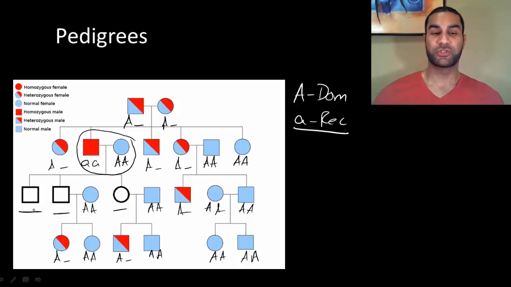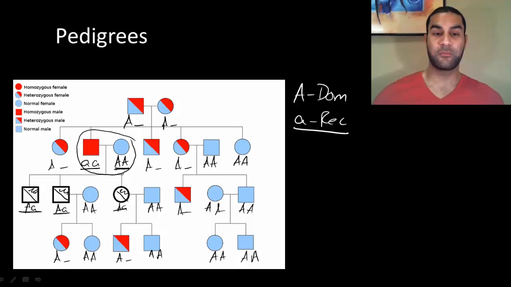What can I say is true about all 3 of these individuals in terms of their genotype? Hopefully you've gotten pretty good at this, and you can tell me that all 3 of these are going to be heterozygous for the trait, which means they're all going to be half affected by this particular trait. And you should have been able to figure that out because all 3 of them are going to receive 1 A from mom and 1 A from dad.